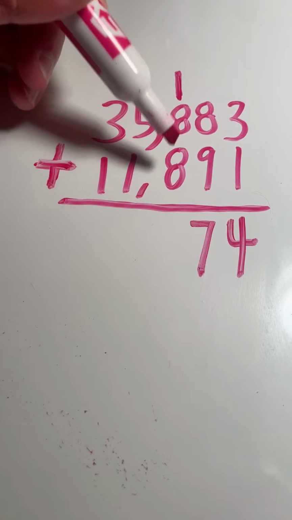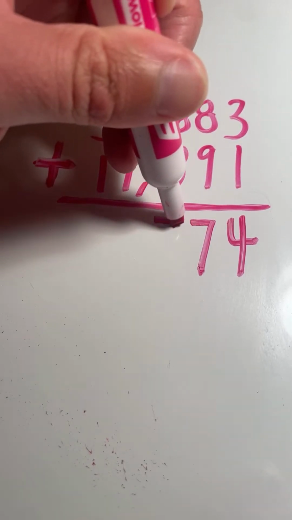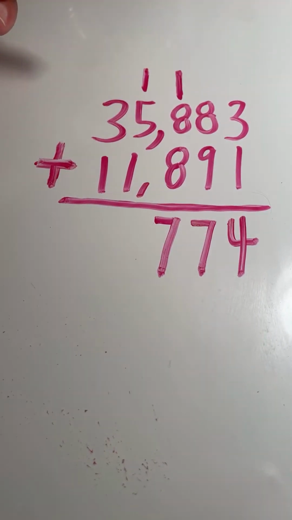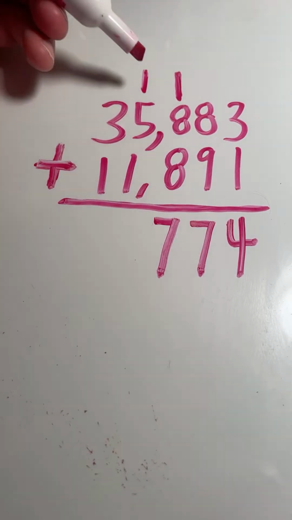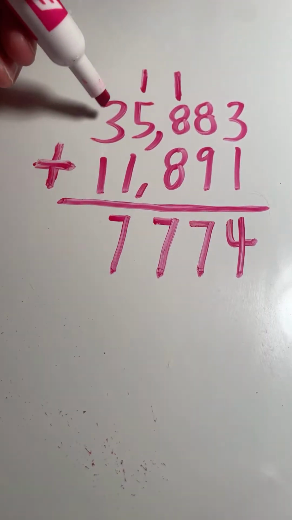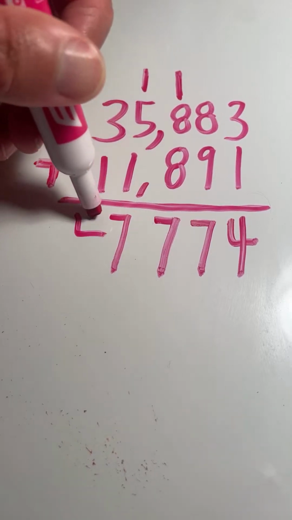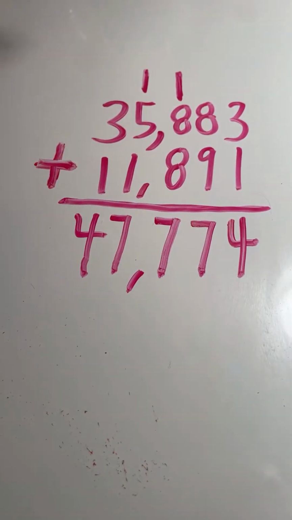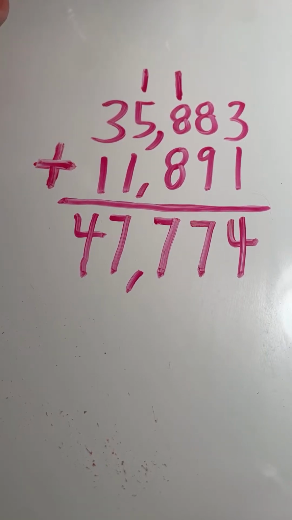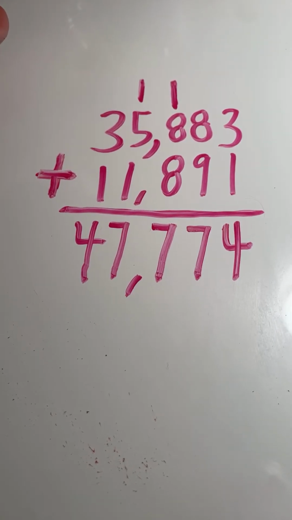8 plus 8 is 16, plus 1 is 17. Again, we got to regroup. The 7 in 17 goes in the hundreds place. The 1 in 17 gets carried over to the thousands place. 1 plus 5 equals 6, plus 1 equals 7. 3 plus 1 equals 4. And we have our final answer. 35,883 plus 11,891 equals 47,774.